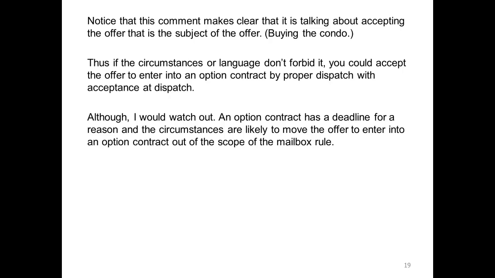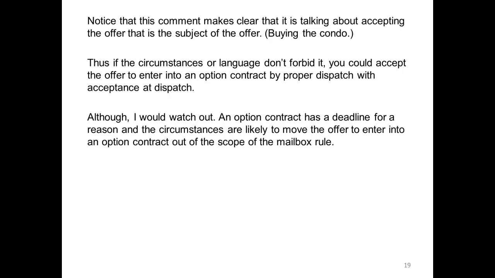So let's just put this into the context of John and Diana's contract. So John says to Diana, hey, if I give you $500, could you hold this option open until Friday? Now, if that's on Monday, those circumstances are going to make it pretty clear, especially since Diana said she's got other deals going on, that that's likely not to be acceptable by the mailbox rule. I mean, you can drop your acceptance in the mail, but it probably will only be effective upon receipt, not upon dropping it in the mail.